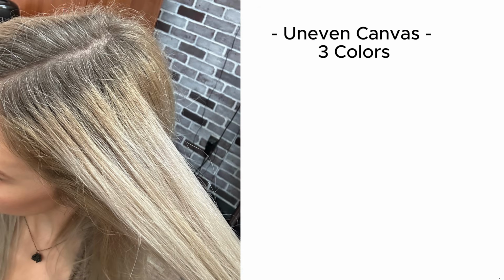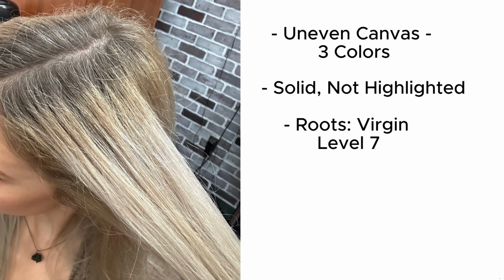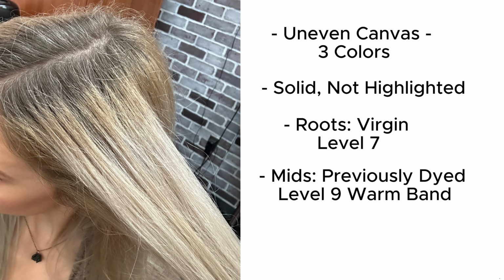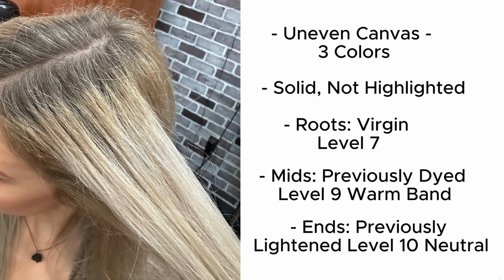Okay, so let's dissect my hair here. This is my starting hair that we're working with. So I have an uneven canvas. We have 3 colors going on, and it's solid, it's not highlighted. My roots are a virgin level 7. Then I've got a previously dyed level 9 band right after those virgin roots. And these have an underlying warm pigment to them. And my ends are a level 10. They're obviously previously lightened and they're pretty neutral in tone. And that is going to conclude step 1.